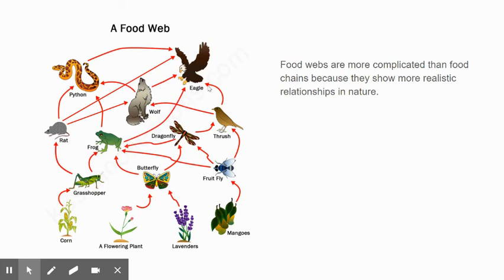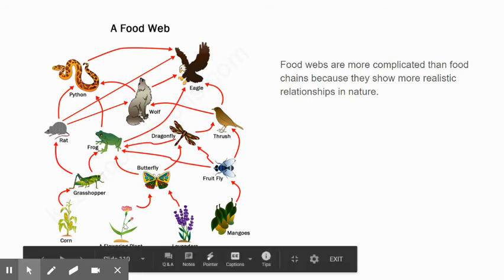This means that the eagle eats the thrush. This means the eagle eats the python. Now, I know what you're looking at. You're like, how can an eagle eat a wolf? Well, the eagle probably takes a baby wolf. That's what it was. It probably takes a young pup. Okay? All right? So the arrow points to where the energy is going.